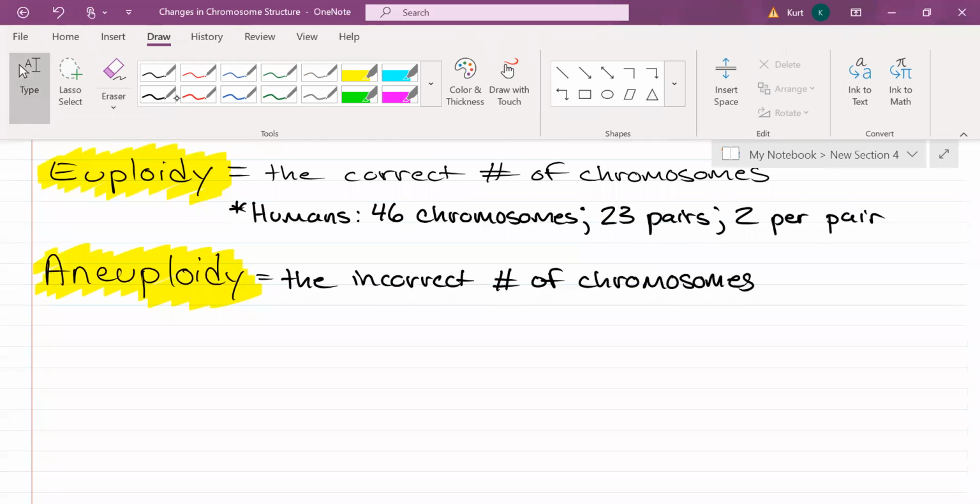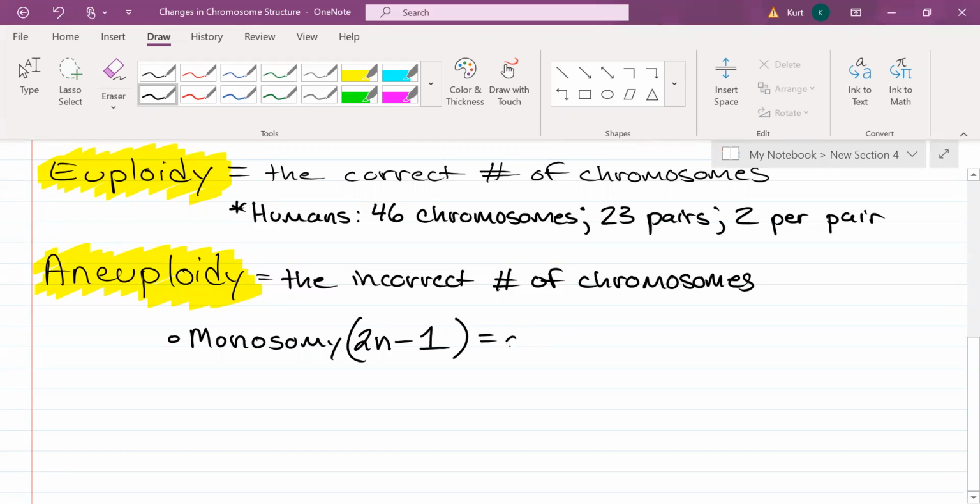Now, there's 2 different classic iterations of aneuploidy. The first one is called monosomy. What does mono mean? Mono means 1. Monosomy symbol is 2n minus 1. Diploid minus 1. So you are diploid. If I said to you you're human, diploid equals 46. Well, what would 2n minus 1 be? 45. Right.